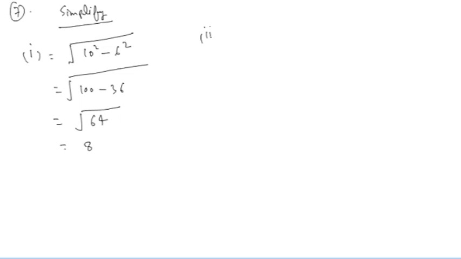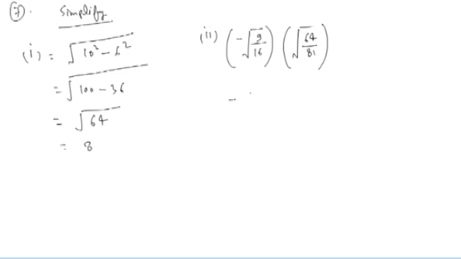And question number 2, minus root 9 upon 16, and root 64 upon 81. So this number is 3 upon 4 square. It is a square of 3, it is a square of 4, and this is 8 by 9. 3 3s are 9, 4 2s are 8, minus 2 by 3.